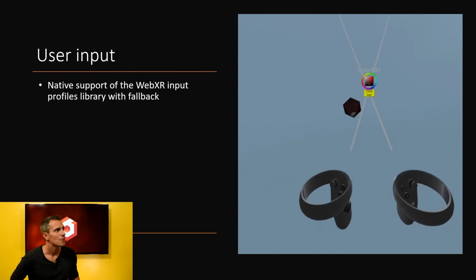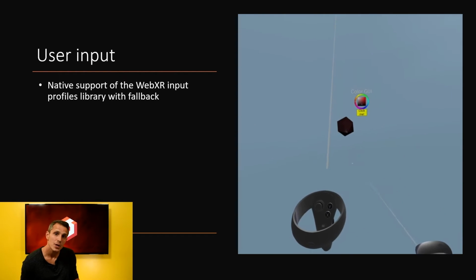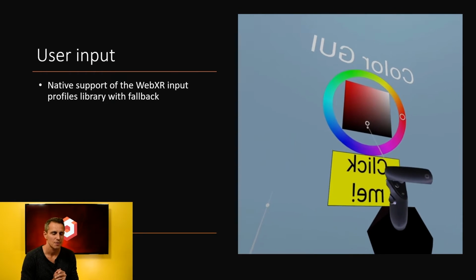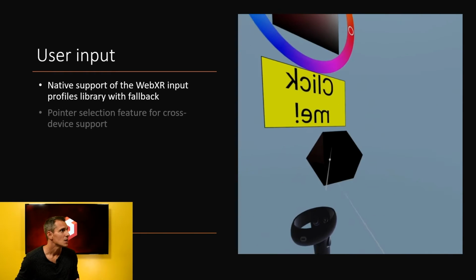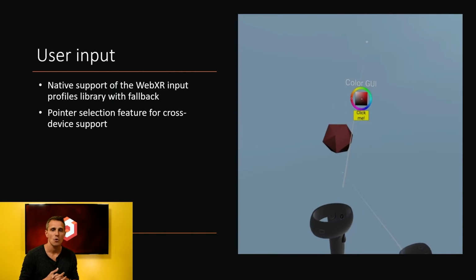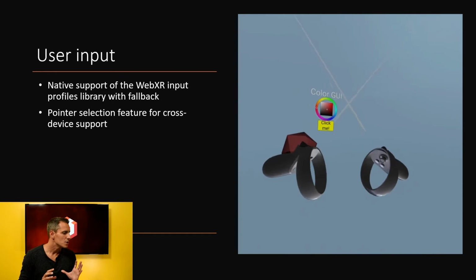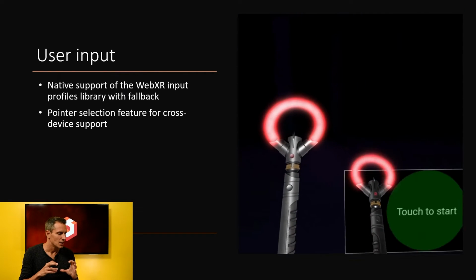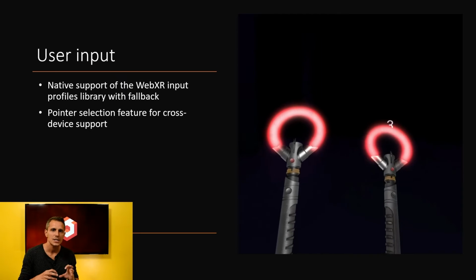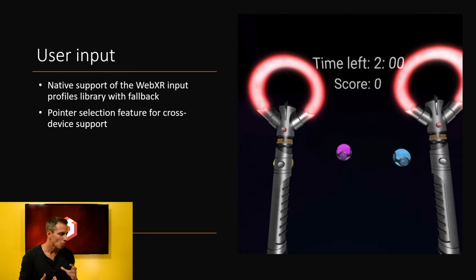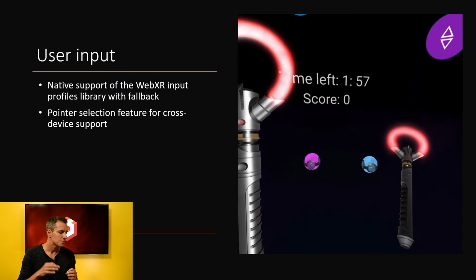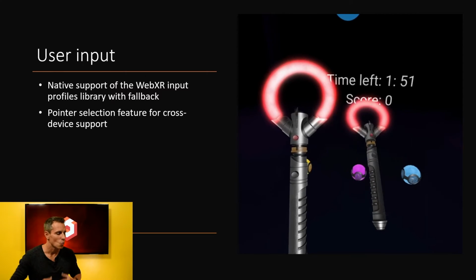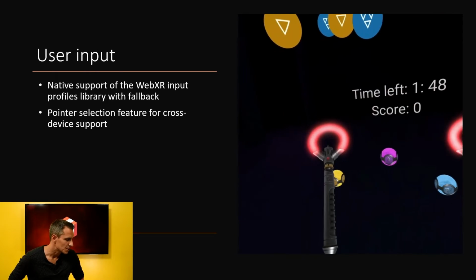User input. There is native support for the WebXR input profile library that I was mentioning at the beginning, with a fallback system depending on the capabilities of each device. There is a pointer selection feature for cross-device support, which means that with one single code, you're going to be able to select with the mouse, with touch, with gaze, with a controller, right? So if I take an example, a trigger on the controller is abstracted into a pointer event. That's how we have just one single way to select, for instance.